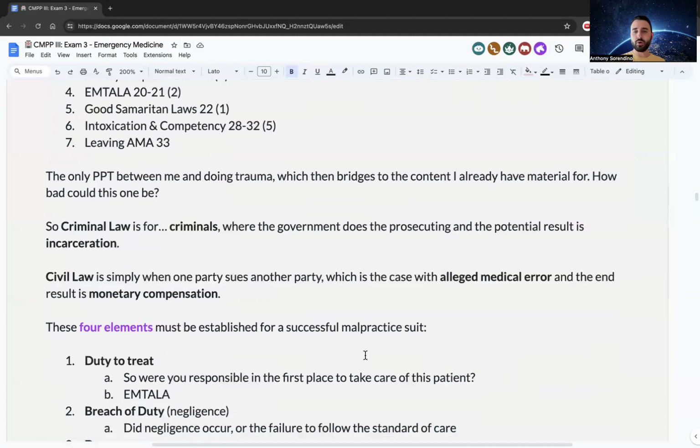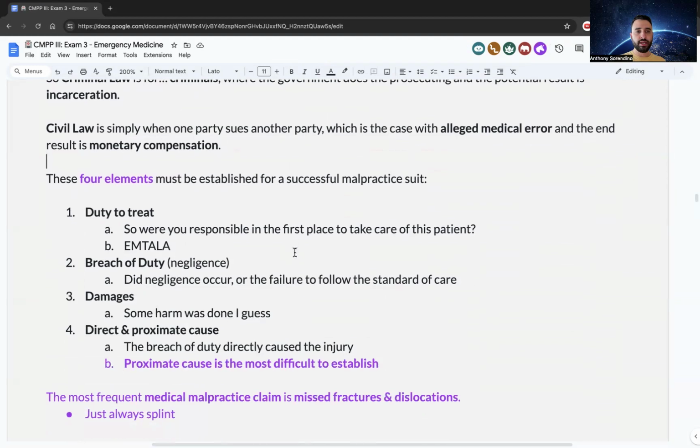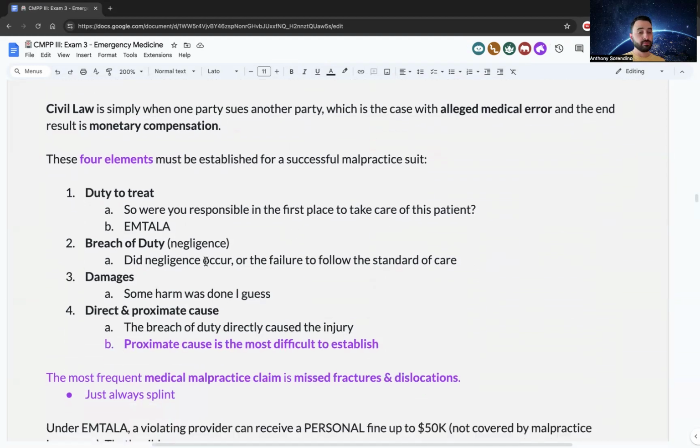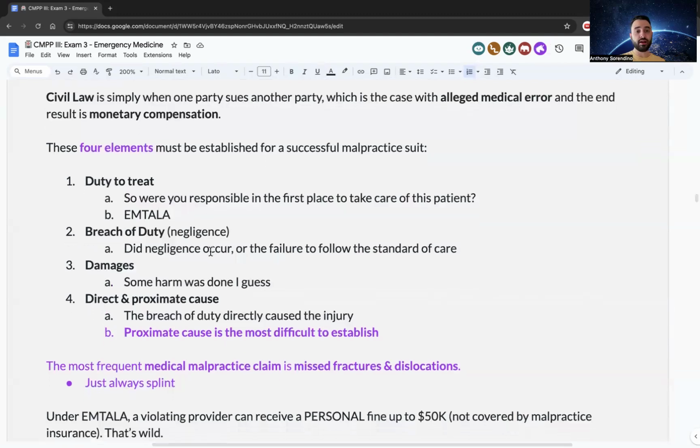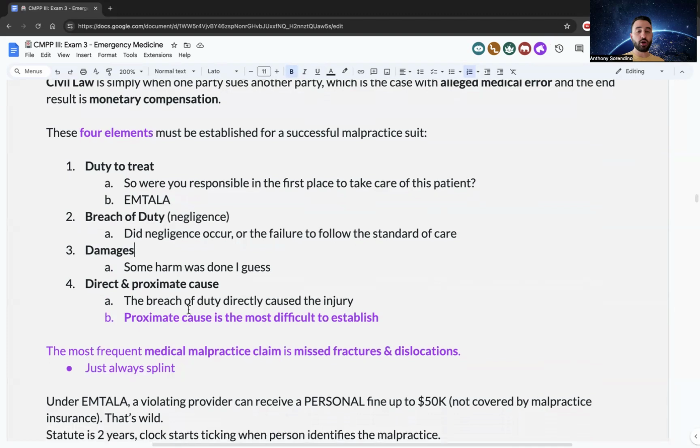Civil law is the one that we're going to be subject to for alleged medical error. Monetary compensation is the end goal there. The four elements: duty to treat. So like EMTALA, were you responsible in the first place? If it's the Good Samaritan law, there really was no duty to treat there. So breach of duty, was there some type of negligence? Was there actual damage done? And then direct and proximate cause, was that alleged breach of duty the cause of the damages? And that's the most difficult to establish.